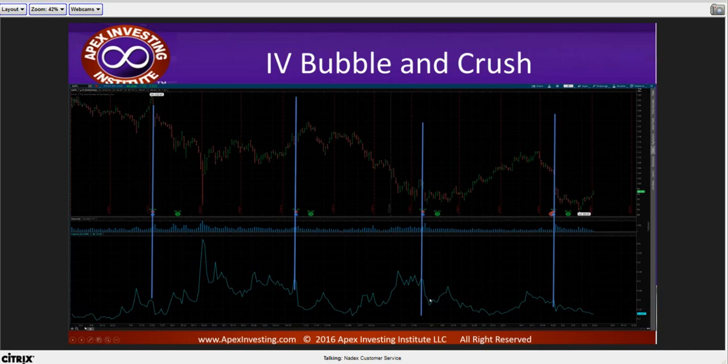So you'll see right before FOMC, ones that expire like at 2 o'clock will be pretty cheap. Ones that expire, say, at 3 o'clock or 4:15 will be very expensive because they have that implied volatility of that big news announcement coming up.